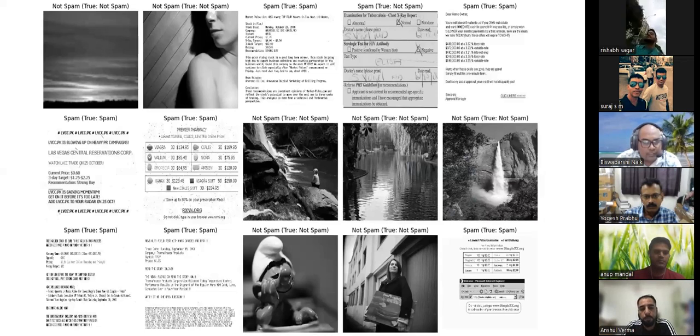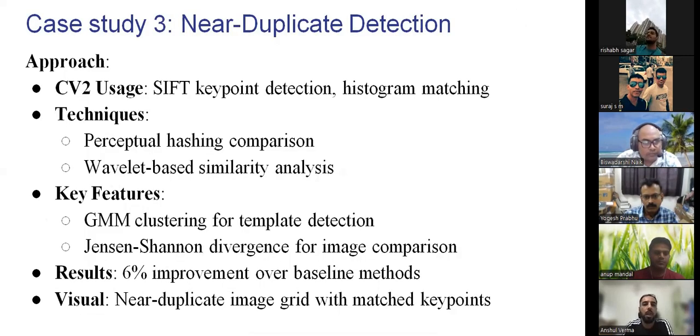You can check the predictions. These are 15 images, and almost all images are predicted with true labels. Next. Thank you.